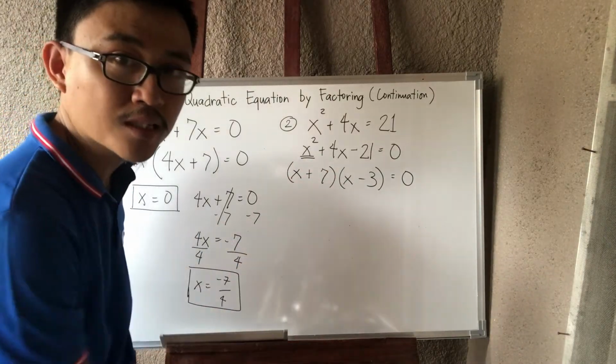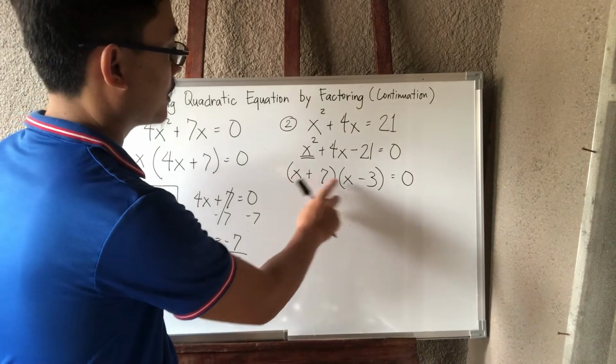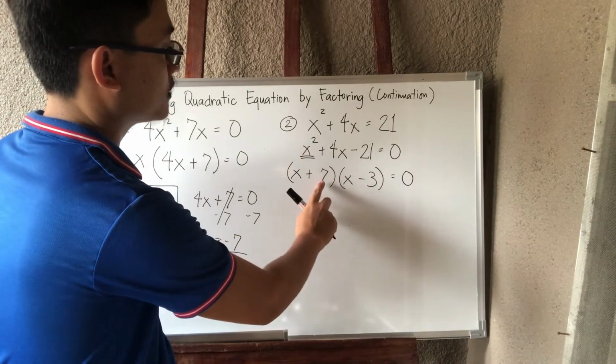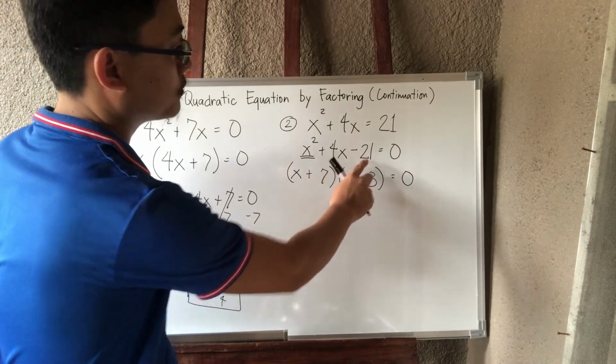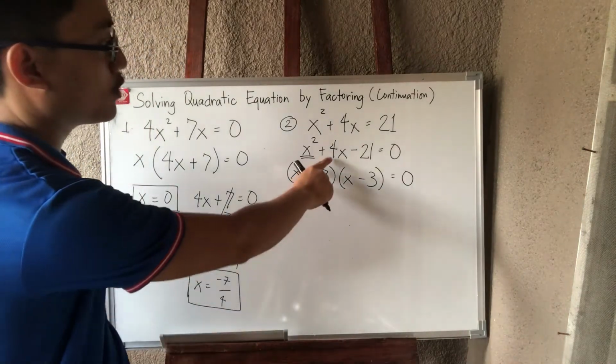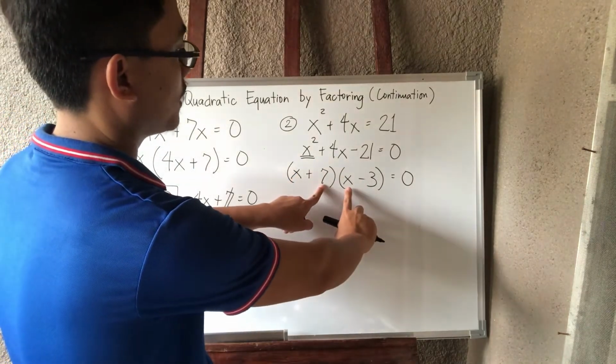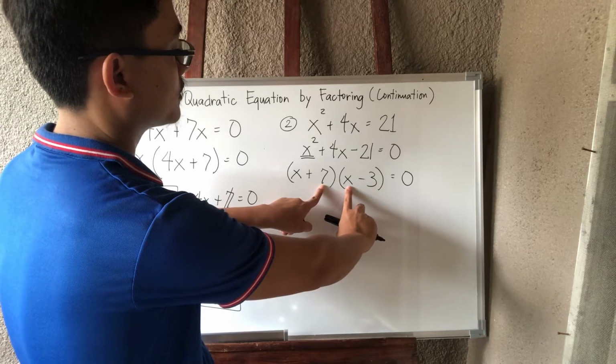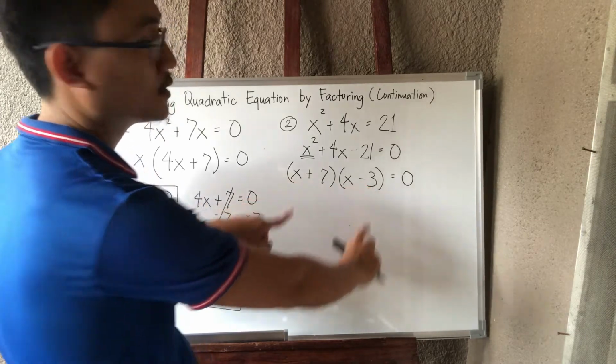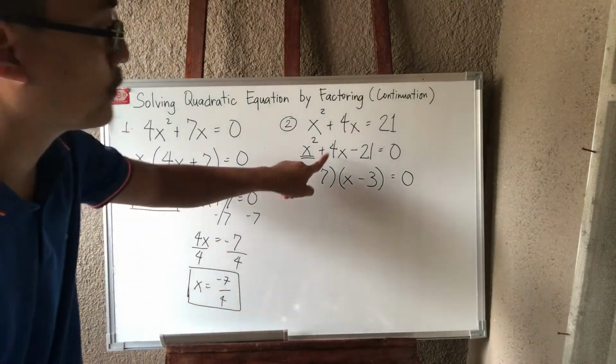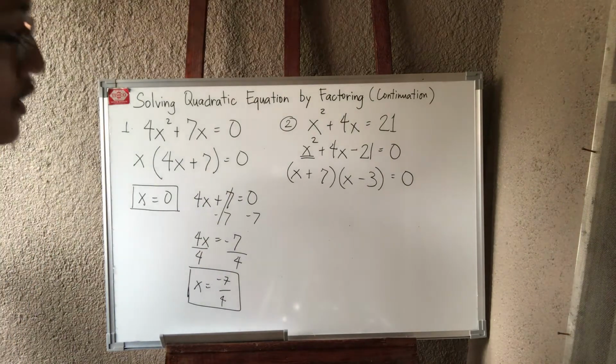Now, just to check: x times x is x squared. The last term, 7 times negative 3, is negative 21. To get the middle term, 7 times x is 7x, plus negative 3x. So the result is also positive 4x.